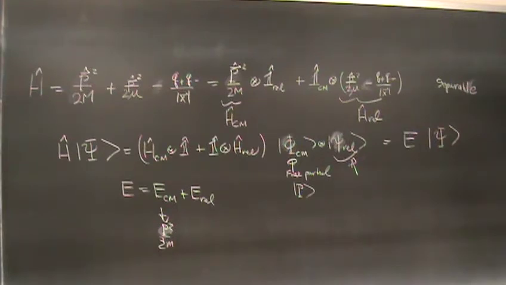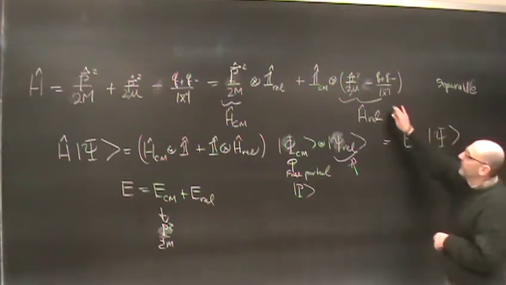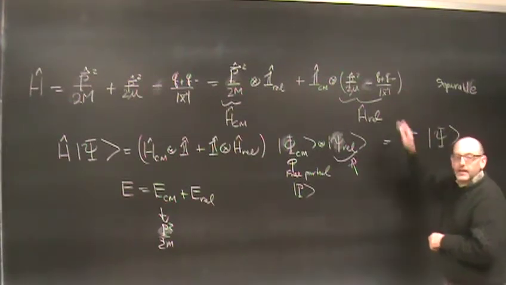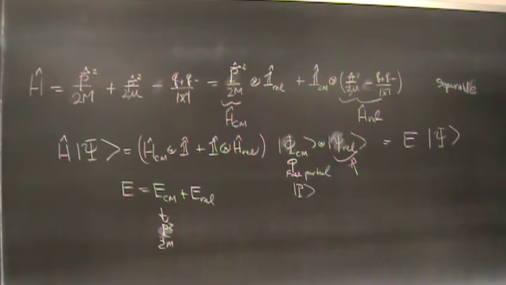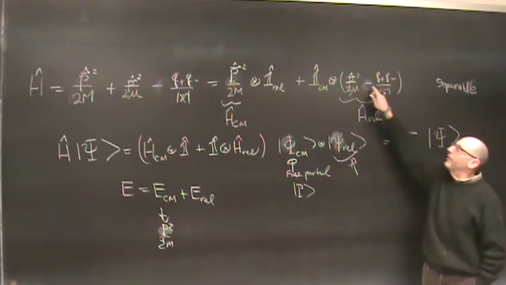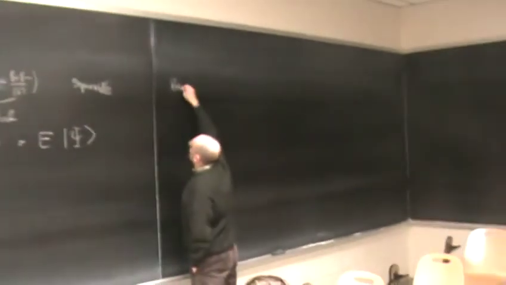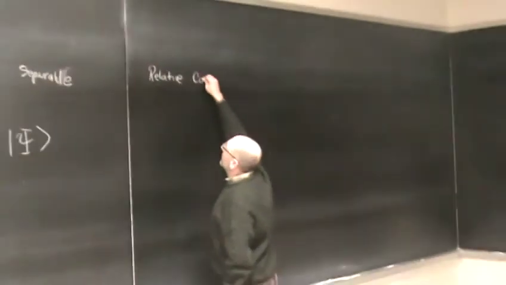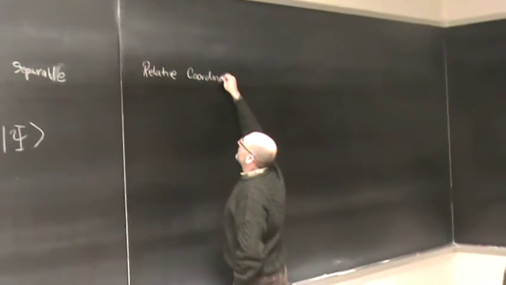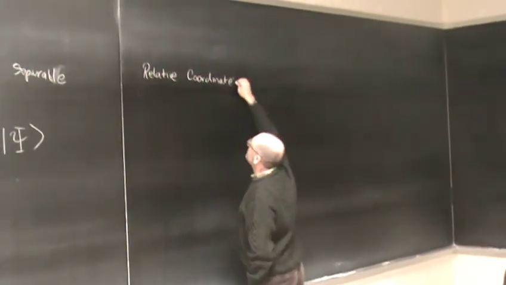All right, so with that said, we're going to focus on this interaction. We're not going to look at the center of mass for a moment, and just forget about the rel label here, and just understand that these coordinates are the relative coordinates. Okay, so the relative coordinate, the time independent Schrödinger equation.